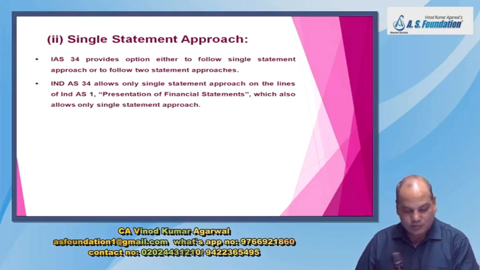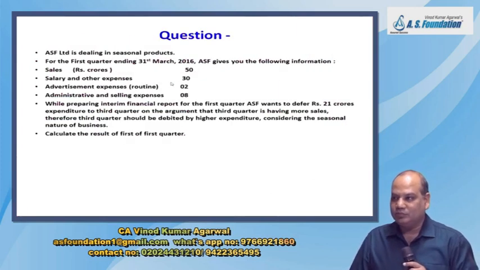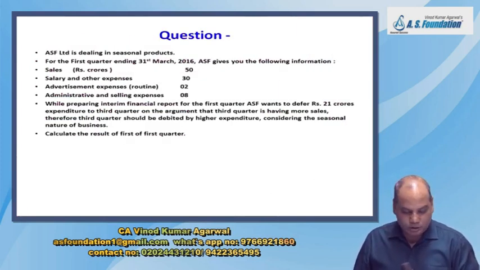And second is again the same problem every time: Ind AS 34 only deals with the single statement approach. In the same statement we have the P&L account and other comprehensive income. But IAS 34 allows you two options, the single statement approach or the two statement approach, and that is allowed for the interim period also. Okay. Now some questions and answers, simple ones.